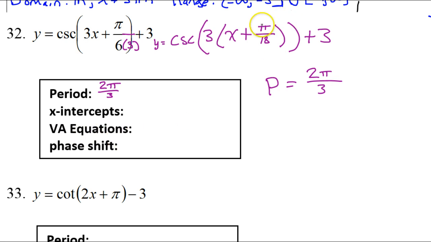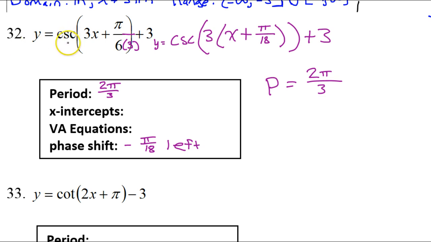But the phase shift, I see the pi over 18. I'm just going to change the sign. It will be the opposite. So this is going to be negative pi over 18. And you should go ahead and say left. All right, that is going to be the phase shift.